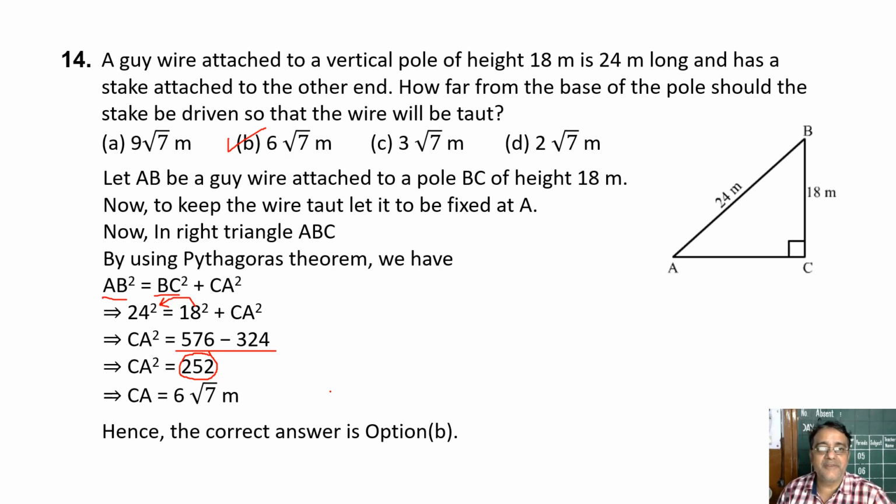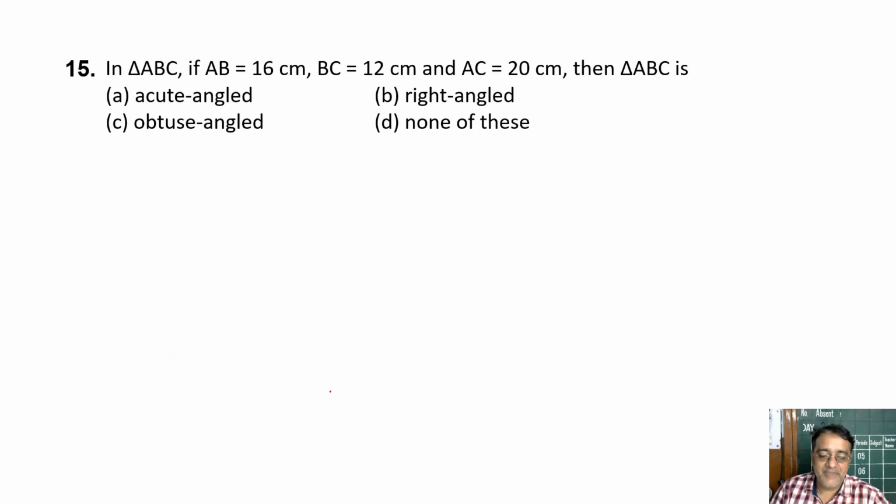Now we are moving toward question number 15. In triangle ABC, if AB is equal to 16 centimeter, BC is equal to 12 centimeter and AC is equal to 20 centimeter, then triangle ABC is acute angle, obtuse angle, right angle, none of these. So first we will check whether it is satisfying Pythagoras theorem or not, right? Because only 3 sides are given, and using 3 sides we cannot identify acute angle and obtuse angle. So we will check first for right angle.